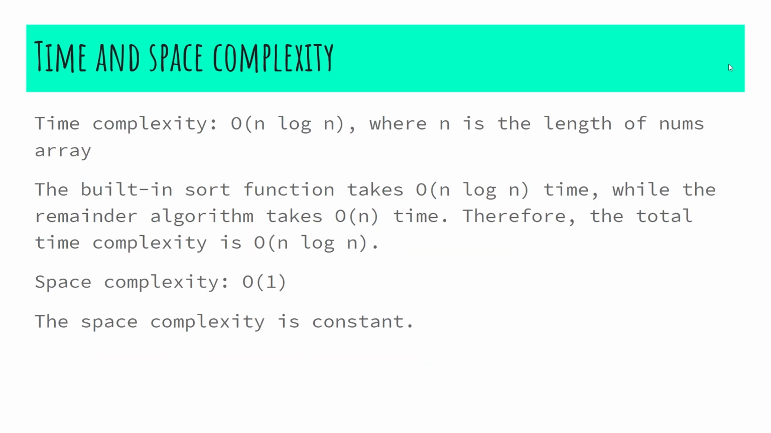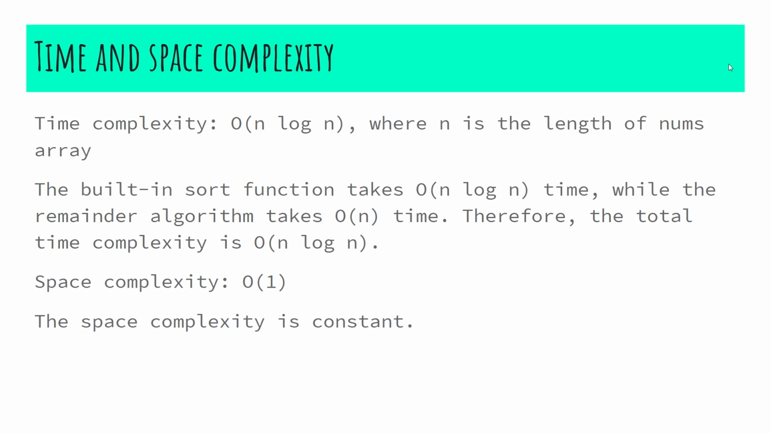Now we'll look at the time and space complexity. Our time complexity is order of n log n, where n is the length of the nums array. The built-in sort function that I have used will take order of n log n time, while the remainder of the algorithm takes order of n time. Therefore, the total time complexity is order of n log n. The space complexity of the code that we have used is constant. Therefore, it is order of 1.